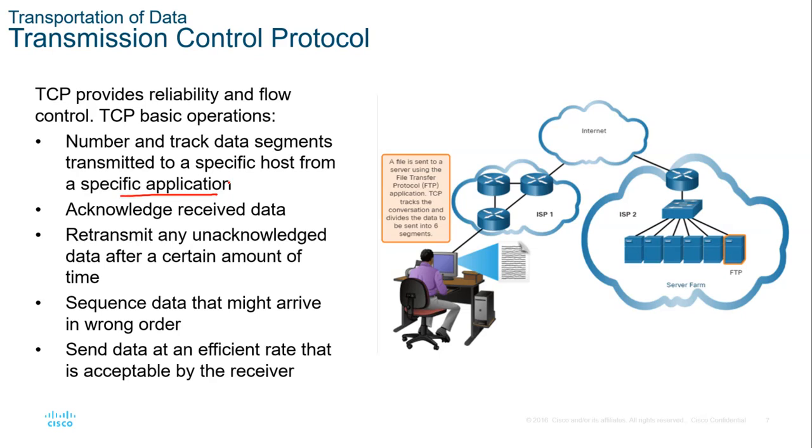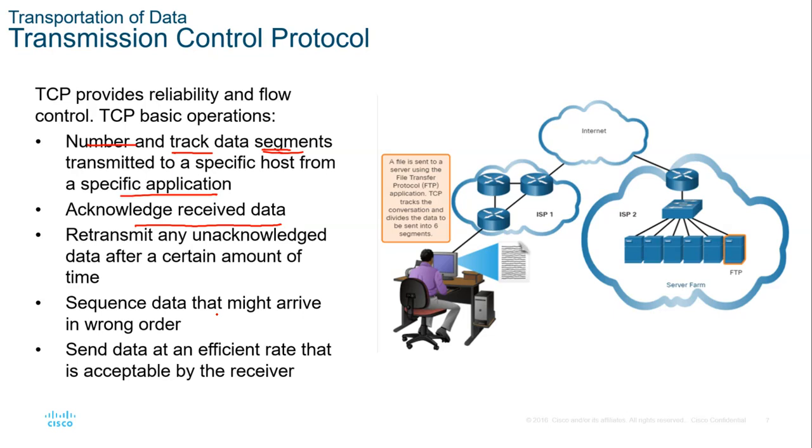So the segments that are sent are numbered and tracked to see whether they have reached the destination, or whether the destination has received those sent segments or not. Then it acknowledges received data, whatever has been received is acknowledged, and it retransmits whatever is not acknowledged.